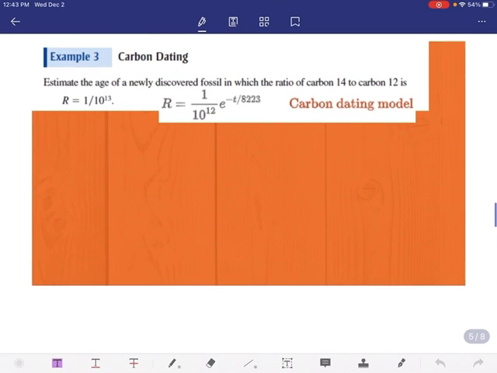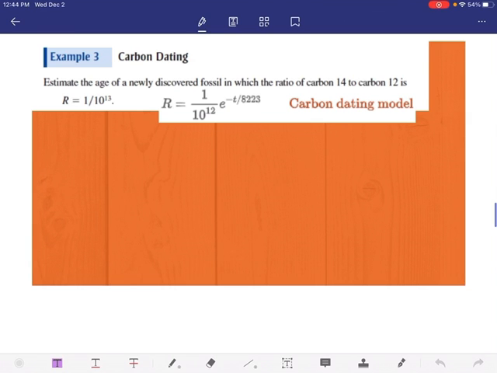So in our next example, we're actually going to be looking at a very large place that we can see our exponentials come up, and that's in carbon dating. So carbon dating is where any living or used to be living thing has a certain amount of carbon in it. And depending on how much carbon is in it or how much carbon is left, we can use that to estimate how old it is. And this is used quite frequently when trying to date fossils. So it says to estimate the age of a newly discovered fossil in which the ratio of carbon-14 to carbon-12 is R equals 1 divided by 10 to the 13th.